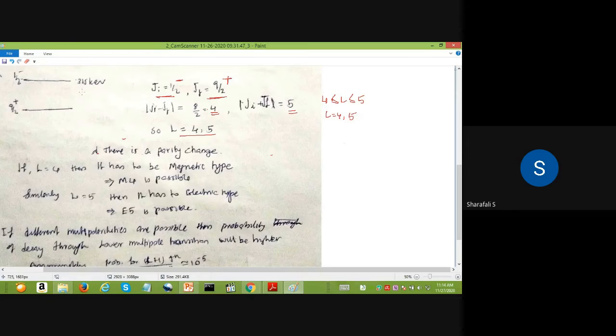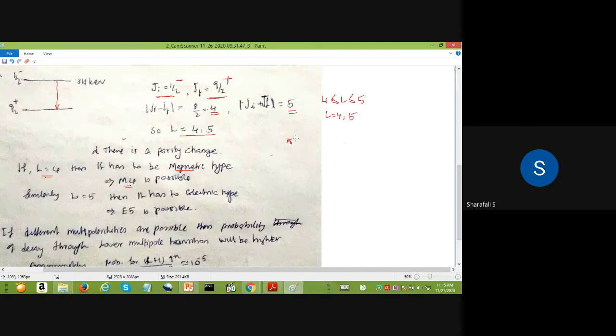Okay, so when this nucleus comes from the excited state with 1/2 and minus parity to the ground state with 9/2 and plus parity, let's consider the first case, L equal to 4. Then it has to be magnetic type, which means that M4 is the possibility. It can be magnetic type because there should be a change in parity.